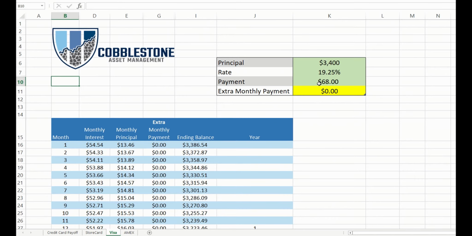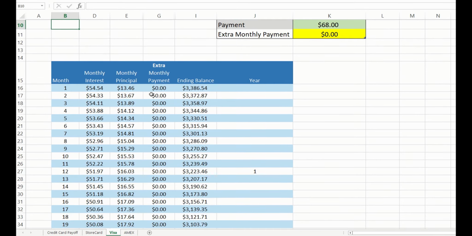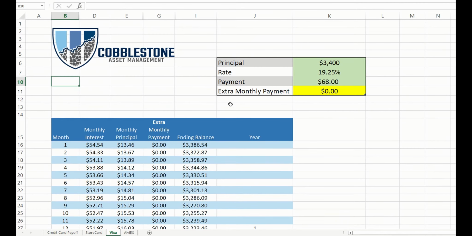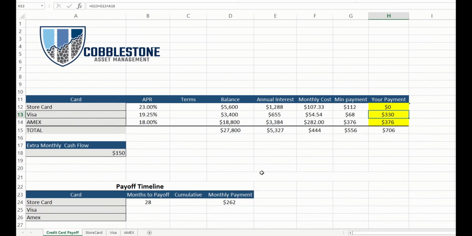So with $68 a month going in, on this card, we're looking at 102 months over 8 years to pay it down. We're going to add additional monthly payment, and to recap where that's coming from, it's now going to be the extra $262 that we have freed up by paying off the store card.